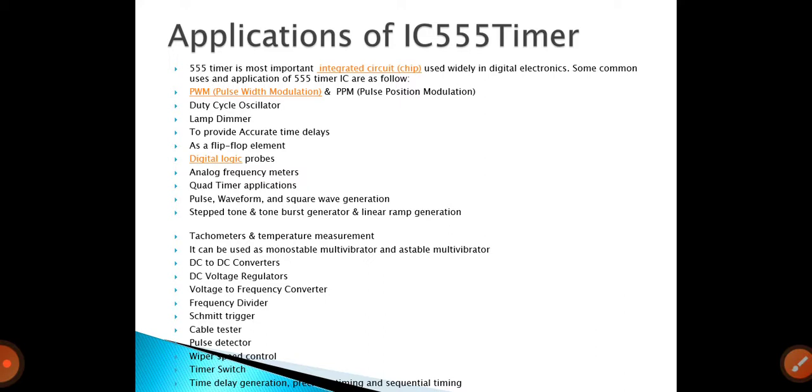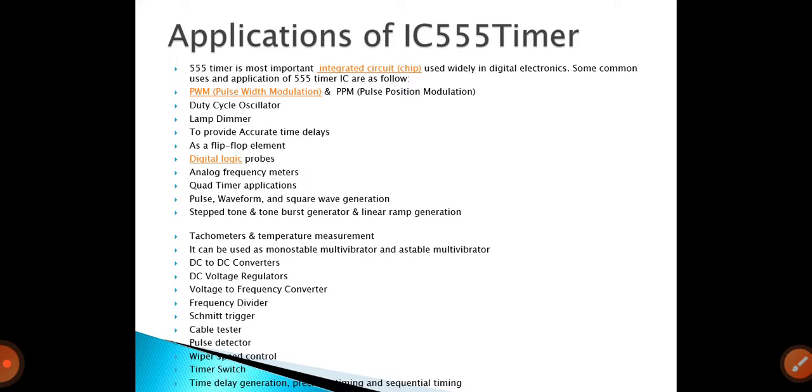Analog frequency meters, quad timer applications, pulse waveforms and square wave generation, stepped tone and tone burst generator, linear ramp generation, tachometers and temperature measurements. It can be used as monostable multivibrators and astable multivibrators, DC to DC converters, DC voltage regulators, your mobile battery chargers, voltage to frequency converter, frequency divider, Schmitt trigger, cable tester, pulse detector, wiper speed controller.